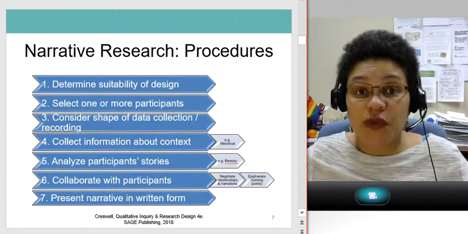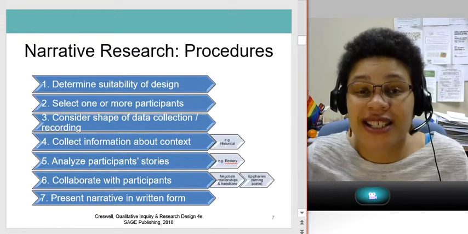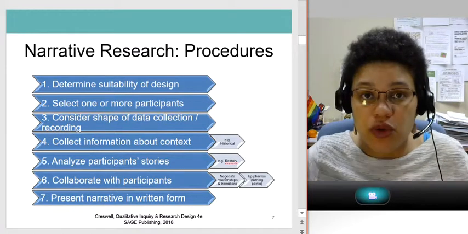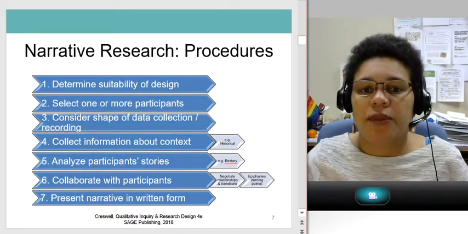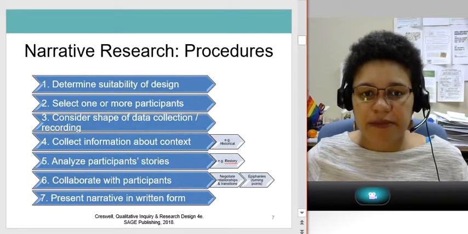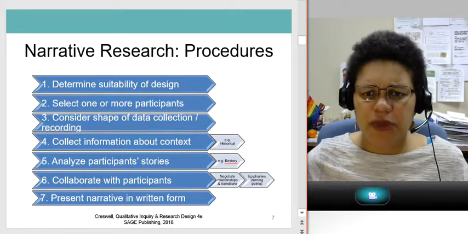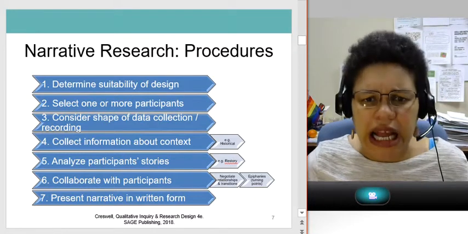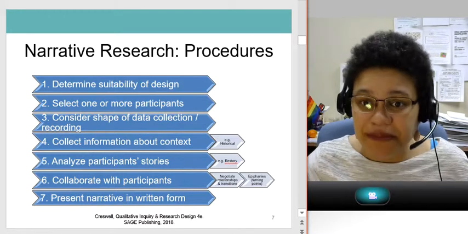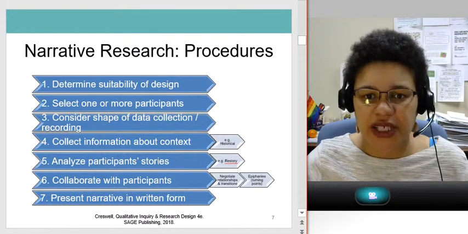The procedures, first of all, with all of these, the first thing you're going to do is determine whether the design is suitable for answering your research question or addressing the issue or exploring the problem that you want to explore. You're going to select one or more participants. You're going to consider the shape of the data collection, the recording of the data, that kind of thing. You're going to collect information about context. You may need historical information, for example.